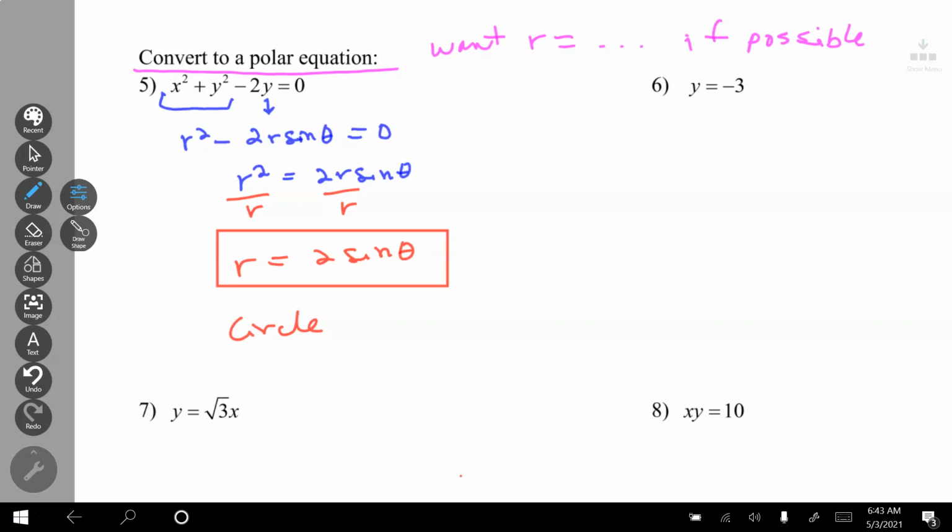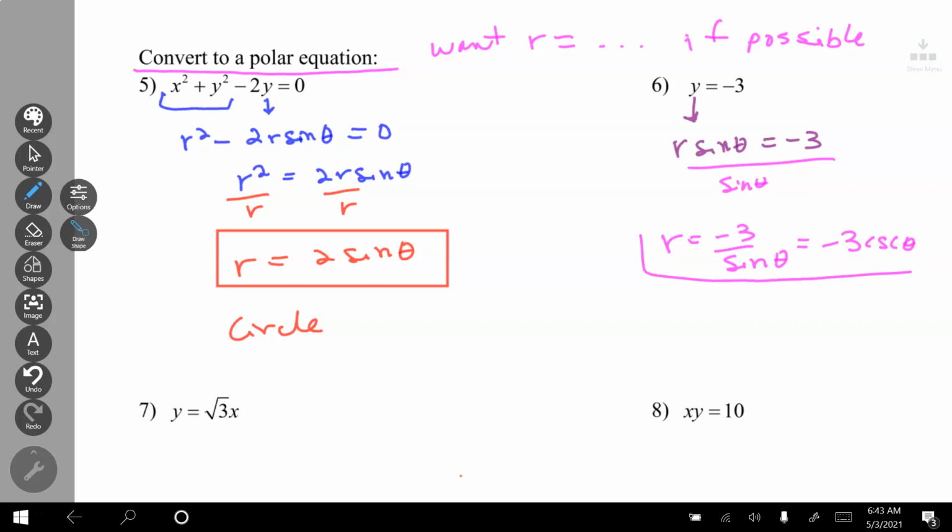Next one, y equals negative 3. I think we know what that graph looks like, but we have the substitution for y: r sine of theta equals negative 3. I divide out by sine. I get r equals negative 3 over sine of theta, or better yet, negative 3 cosecant of theta is a better way to write it. And we should know that y equals negative 3 is a horizontal line.